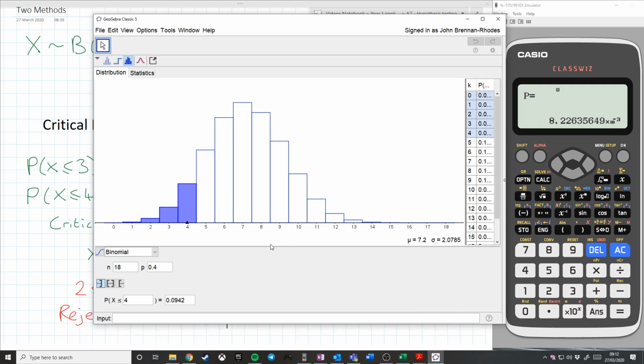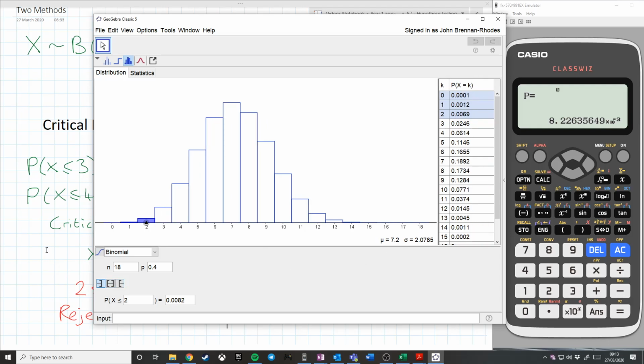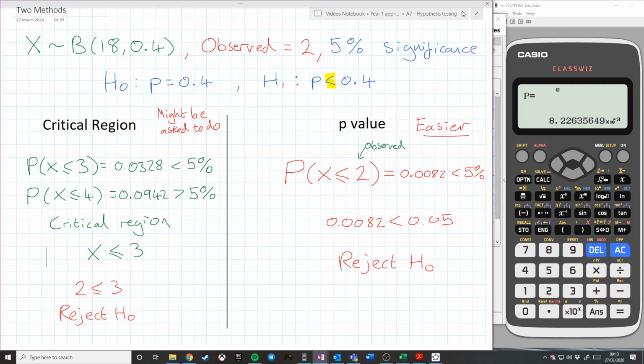So to show you on GeoGebra, if I was doing the critical region, I would be looking for when this result down here is less than 5%. That's there. The critical region is therefore 0, 1, 2, and 3. I observe 2, which is in the critical region. That's the critical region method. If I'm doing the p-value, I'm just going to see what less than or equal to 2 is. I can see that that is 0.008, which is less than 1%, which is less than 5%, and therefore I'm in the critical region, and that's it, you reject H0. So those are the two methods.